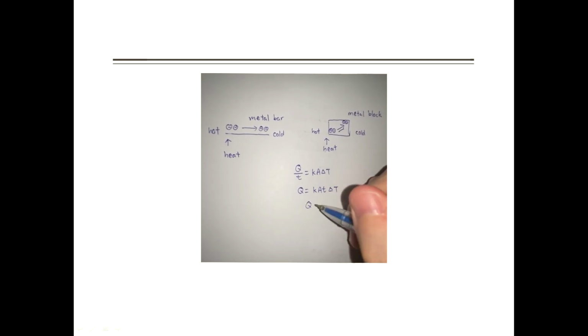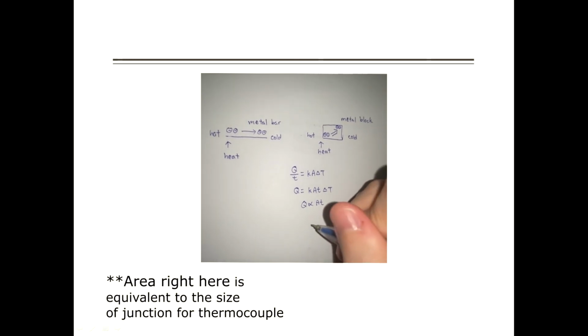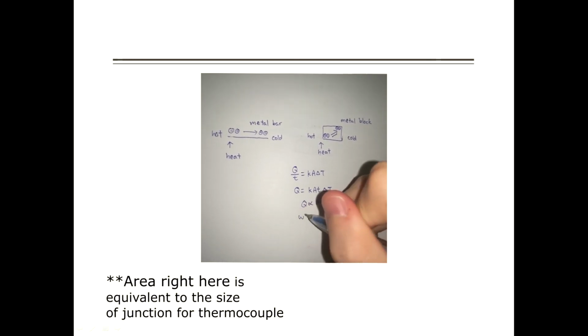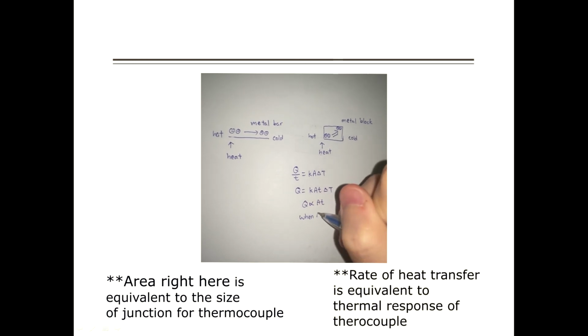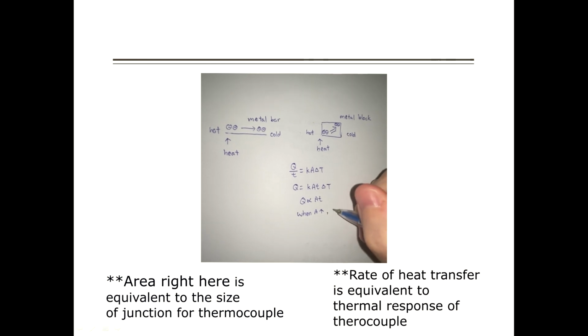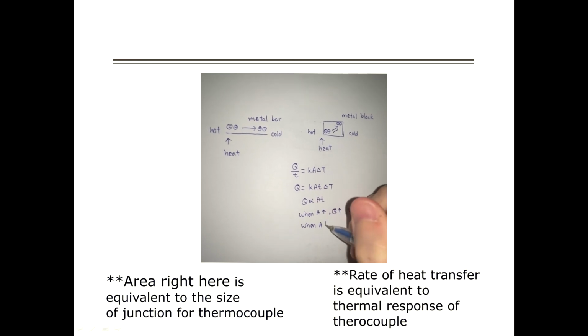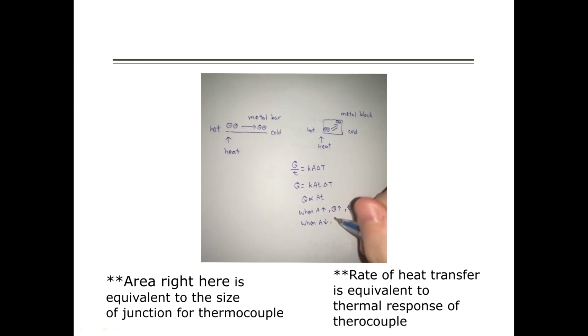With this equation, we can conclude that the rate of heat transfer is directly proportional to the area and also the time constant. Therefore, we can conclude that when surface area increases, the rate of heat transfer will increase as well as the time constant. And it goes the other way around. When surface area goes down, the rate of heat transfer goes down and the time constant also goes down.